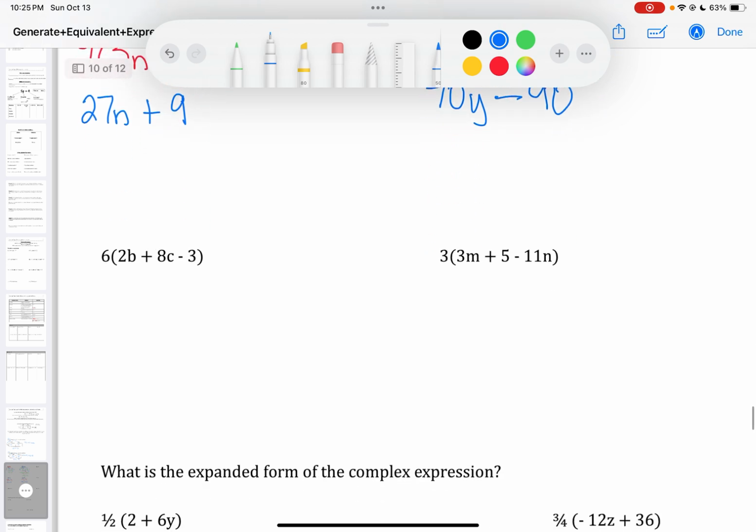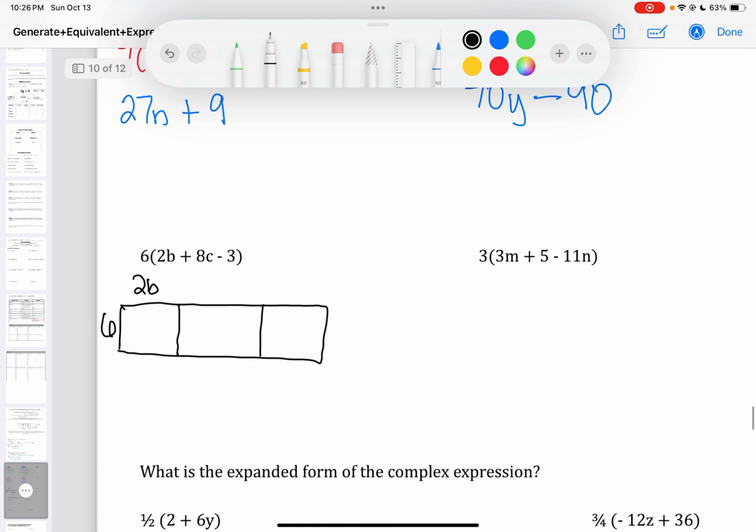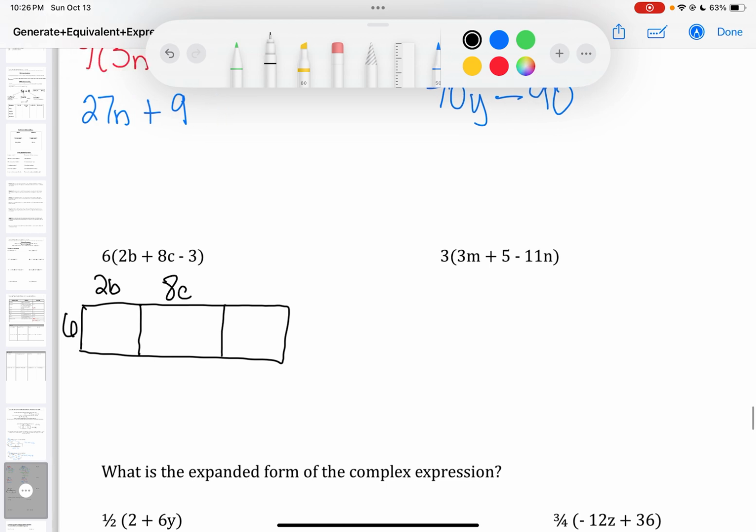All right, so what happens when you have 3 terms that are being multiplied by a number outside of a parenthesis? So I'm going to go ahead and make my rectangle again, my area model, just so we can visually see. My 6 will go on the outside because that has the number on the outside of the parenthesis. And instead of splitting it in half, I'm going to split it into 3 pieces because there's 3 terms. I'm going to write my 2b first, then 8c, then 3.